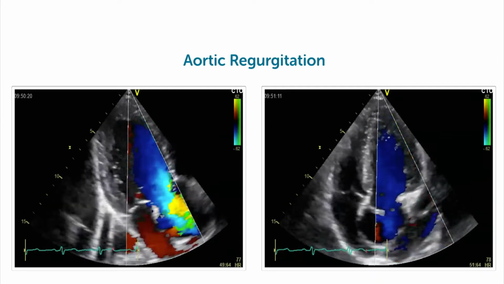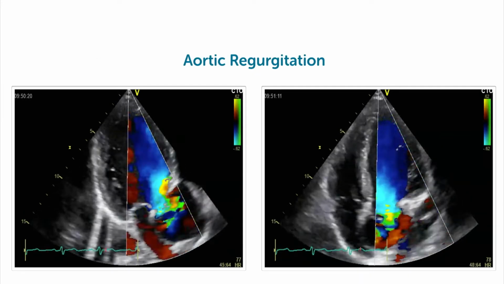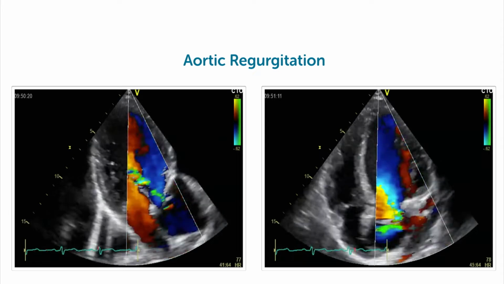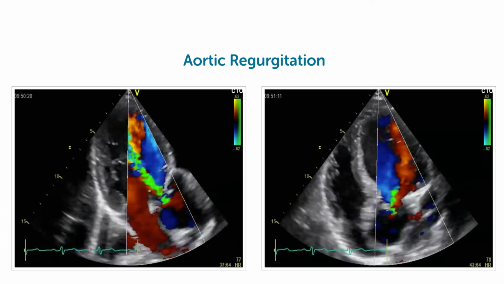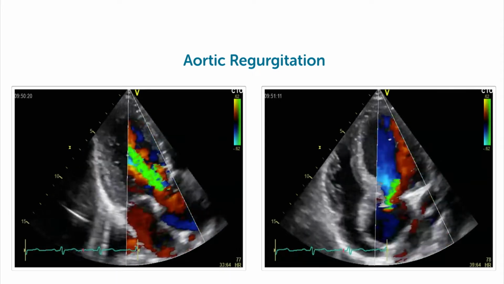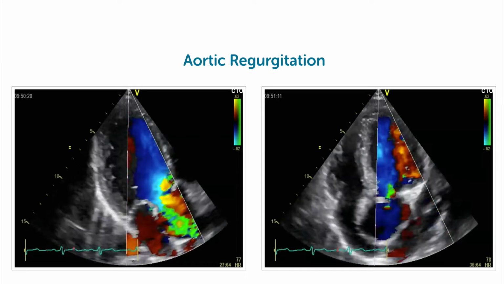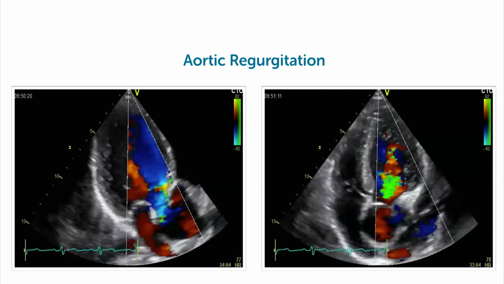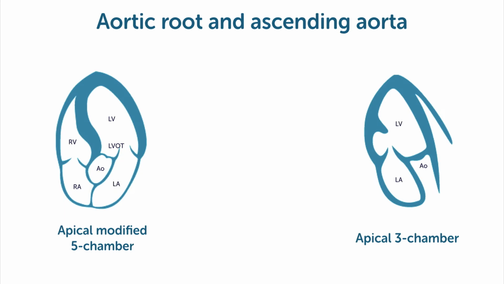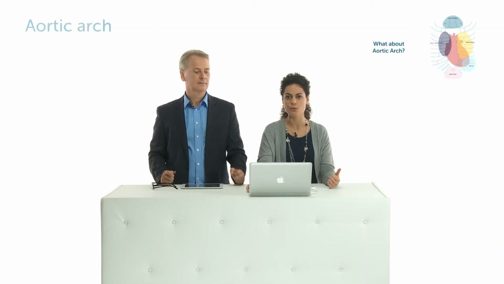And for sure, a 5-chamber view together with a 3-chamber view will be really good to assess aortic regurgitation, which is usually associated with aortic dilatation, as we said many times. So use the parasternal view together with the apical approach, 5-chamber and 3-chamber view. And now that we've seen the proximal part of the aorta, we will move to the arch.